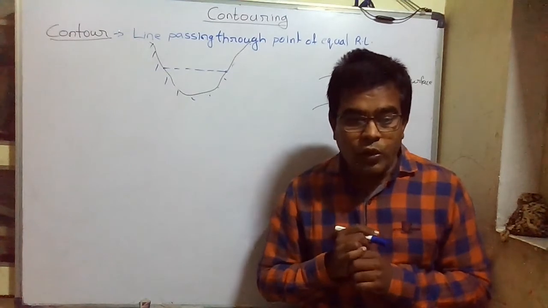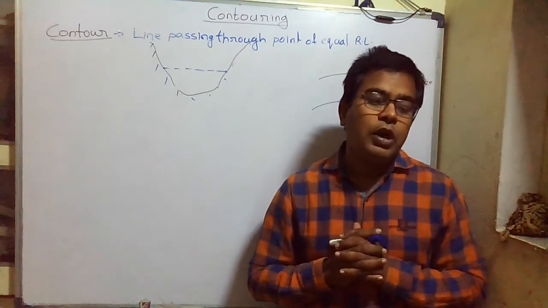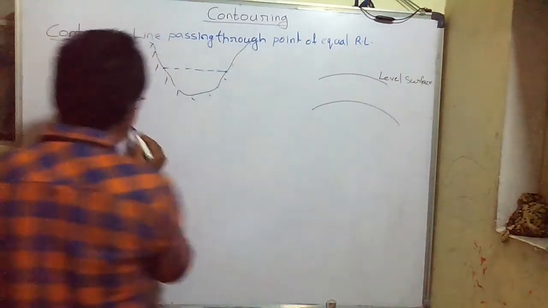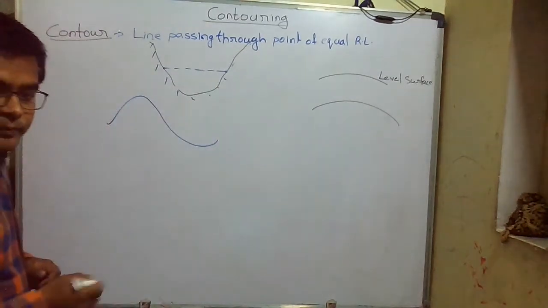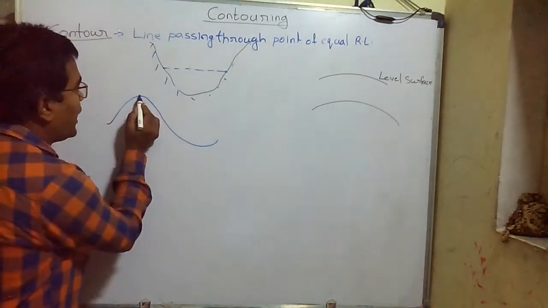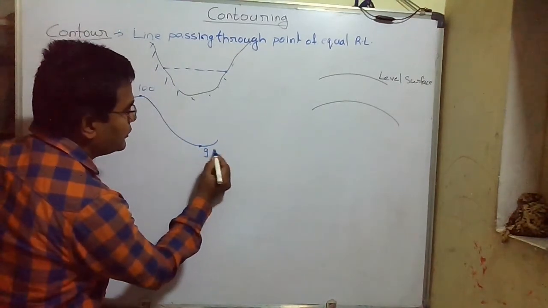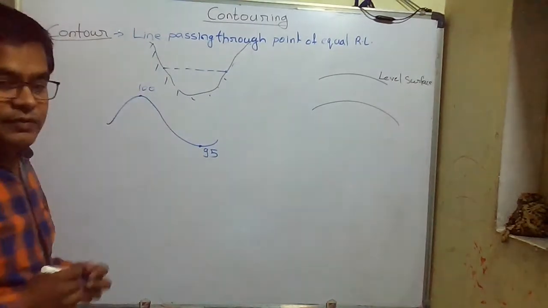And what is the use of that? It gives us an idea about the undulations of the ground. What are undulations? That is where there is an elevation and where there is a depression. It is clear to you that if the RL of this point is 100 and the RL of this point is 95, then what can we say? There is a depression here, and here there is an elevation.